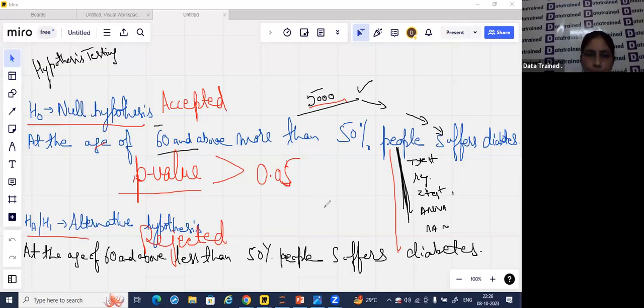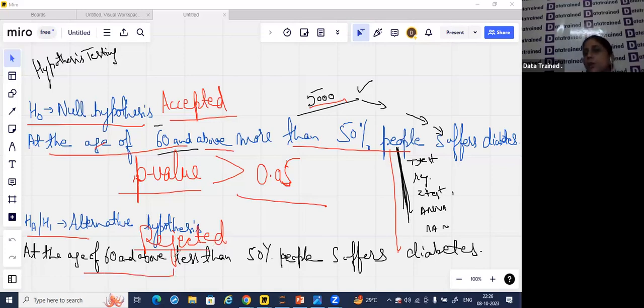What does it mean? I found a result that the p-value is greater than 0.05, so the null hypothesis is accepted. It means at the age of 60 and above, more than 50% of the people are suffering with diabetes. I came to this conclusion with the p-value greater than 0.05. This is true with the help of evidence, and the alternative is rejected, so that statement is not true.